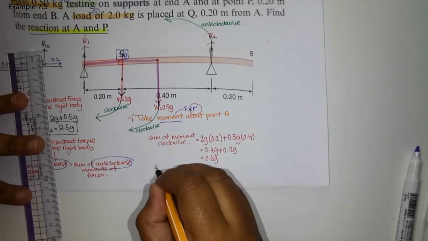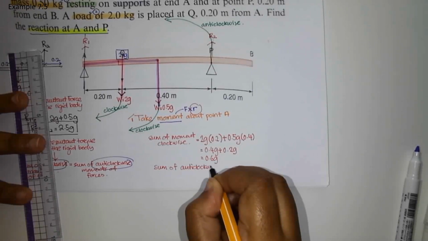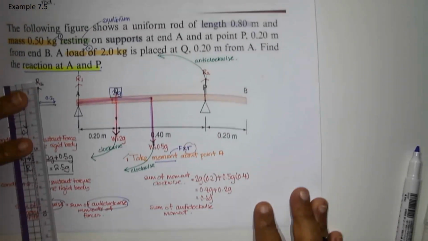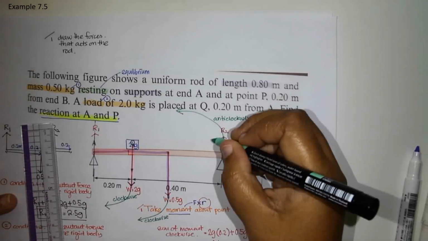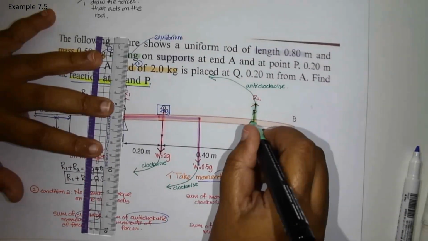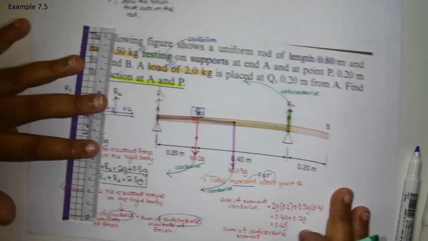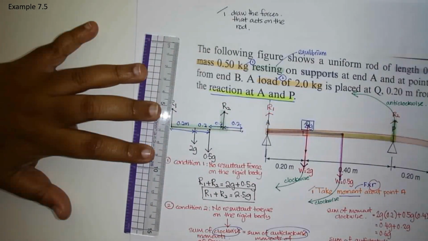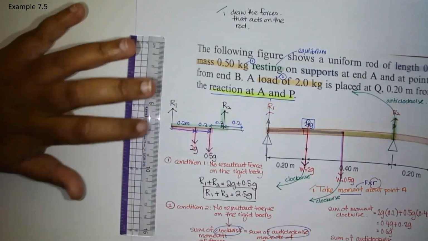Now I look at the sum of anti-clockwise moment. Anti-clockwise is only this. I'm going to take another color pen. This is the force, and this is the point I take moment about. So the perpendicular distance to the place I took the moment will be 0.2, 0.2, 0.2, which is 0.6. Clockwise was this one, this one, this one, this one. So what do I get?